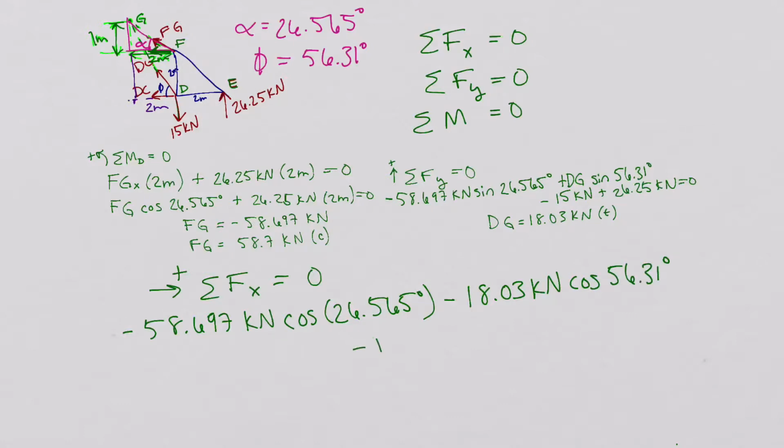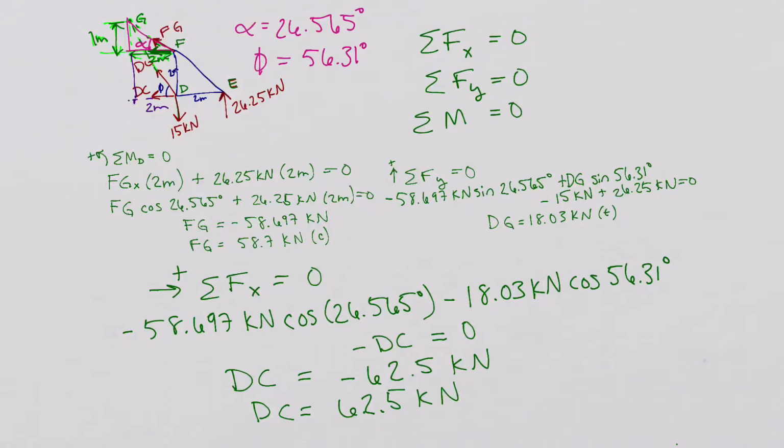That's going to be minus DC. That's all in the X component. And then the other two are just in the Y direction, so we just have 3 that equals 0. So I'm just going to do the calculation and pause it, and I'll come back. So I got DC equals negative 62.5 kilonewtons. So that tells me that it actually isn't in tension, it's in compression. So 62.5 kilonewtons, and that's in compression.